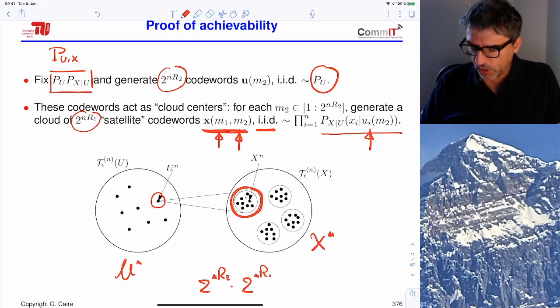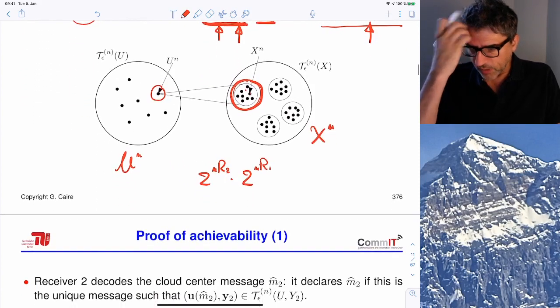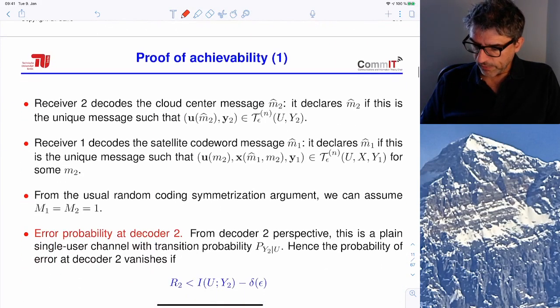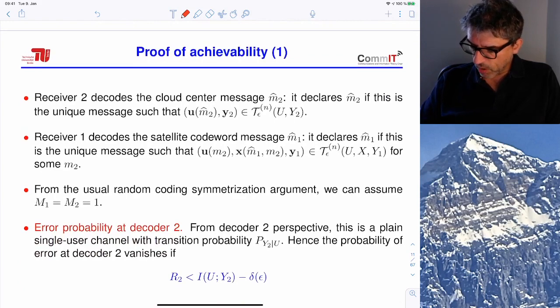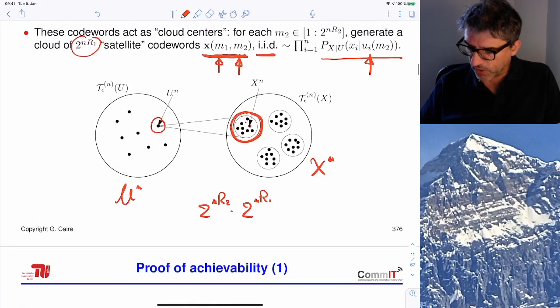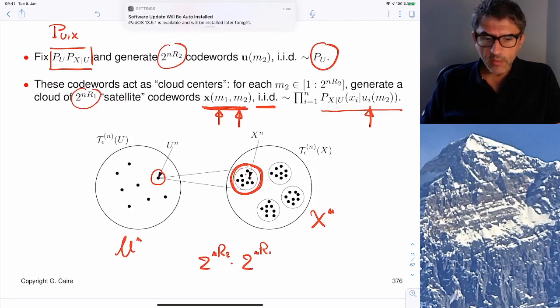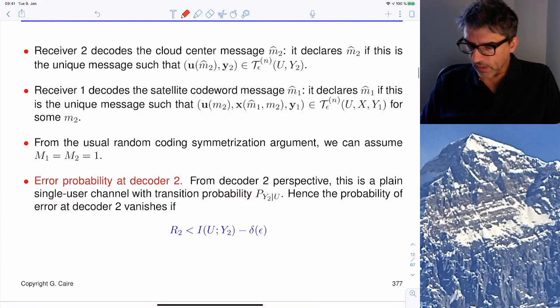The term superposition will be clear when we go to the Gaussian case, because in the Gaussian case we have a much clearer geometric intuition that in fact looks like superposition. Okay, so this is how we generate a random codebook, and then we consider the joint typicality decoders at both users, and we analyze the ensemble average error probability using our usual tools.